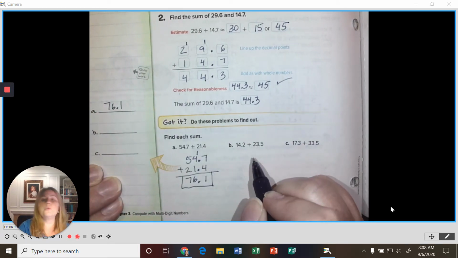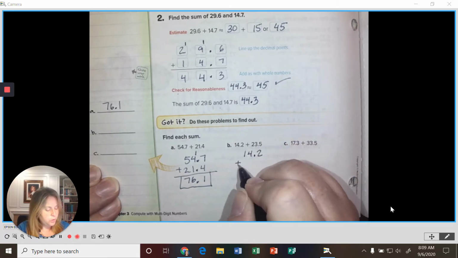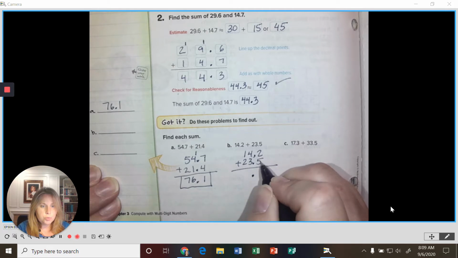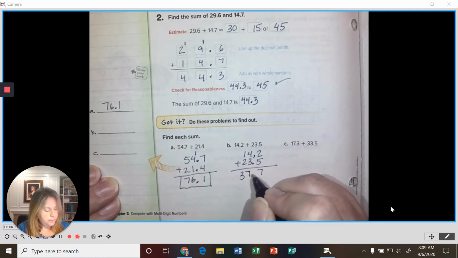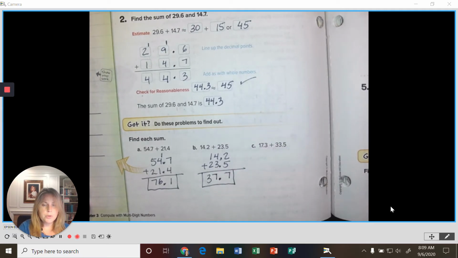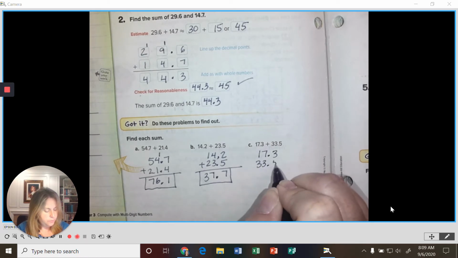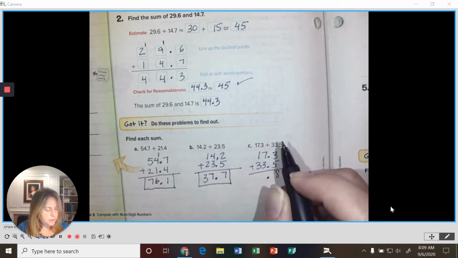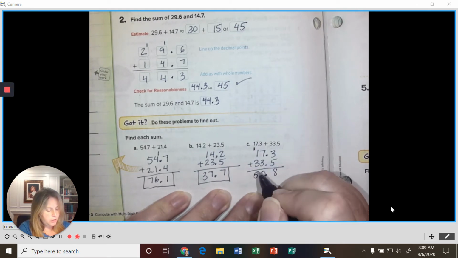Letter B, we have 14.2 plus 23.5, so I'm going to write that vertically, 14.2 plus 23.5. I'm going to line up my decimals. 2 plus 5 is 7, 4 plus 3 is 7, 1 plus 2 is 3. And C? 17.3 plus 33.5. Line up the decimals. 5 plus 3 is 8. 7 plus 3 is 10. Write the 0, carry the 1. 3 plus 1 plus 1 is 5. So we have 50.8.